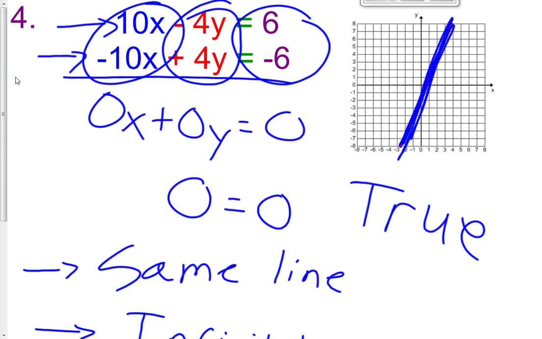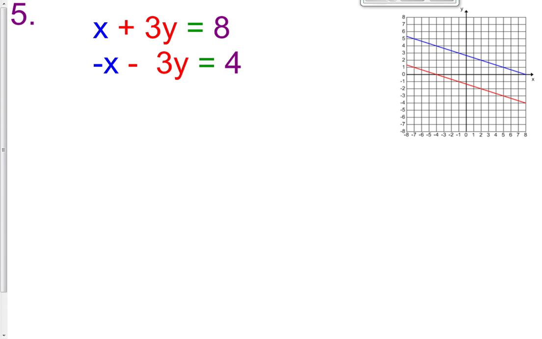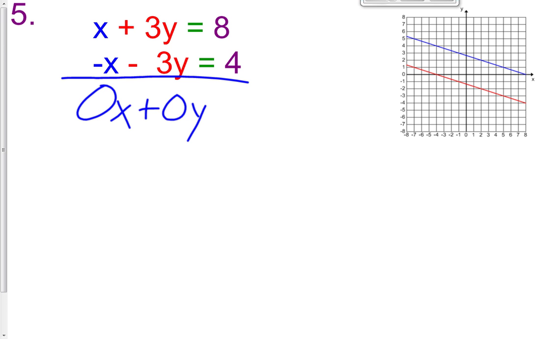And our last one, here comes problem number 5. Again, we're going to add up the variables because when we do elimination, when we add them up, we end up eliminating a variable. So add up the x's and we get 0 x's. Add up the y's and once again we get 0 y's. Add up the constants and we get 12. So we end up getting 0 equals 12 then.